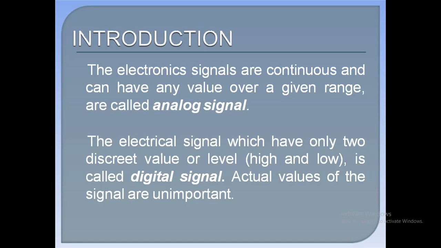The introduction: electronic signals that are continuous and can have any value over a given range are called analog signals. That is, an analog signal is continuous and has values over a given range. And a digital signal means an electrical signal which has only two discrete values, high or low. The actual values of the signal are unimportant.